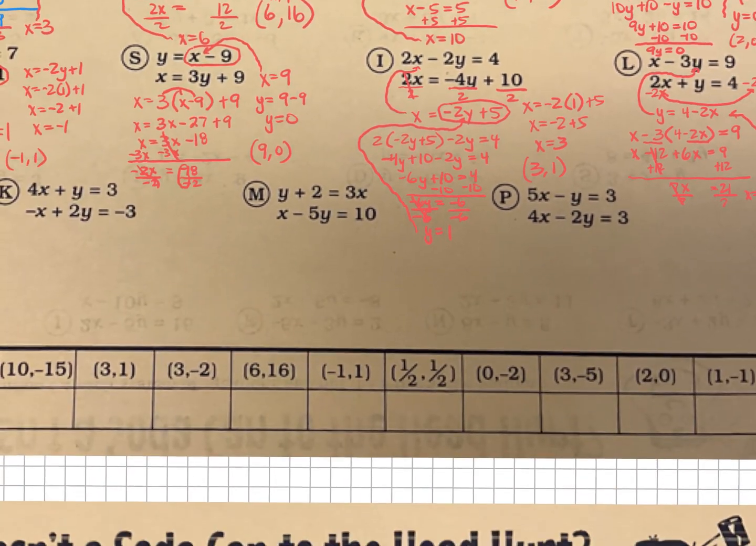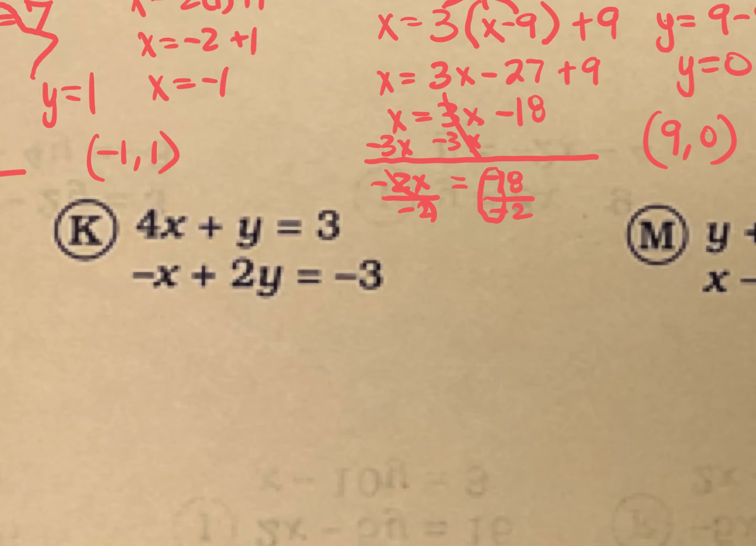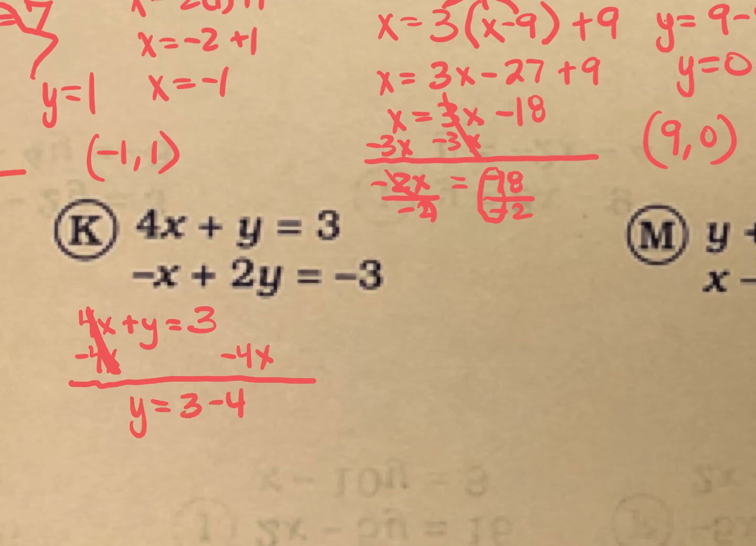Okay, let's see. 3 more problems? Okay, let's see here. How can I do this? Oh, okay. I'm going to take the first one, 4x plus y equals 3. And I'm going to rearrange it. I'm going to subtract 4x from this side and subtract it over here. And the reason why I'm going to do that, it gets rid of it over here, and I get the equation y equals 3 minus 4x. Now I know what y equals.